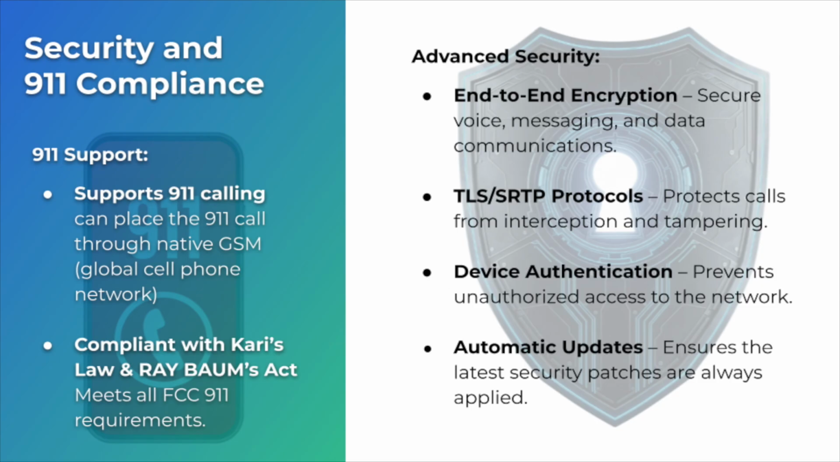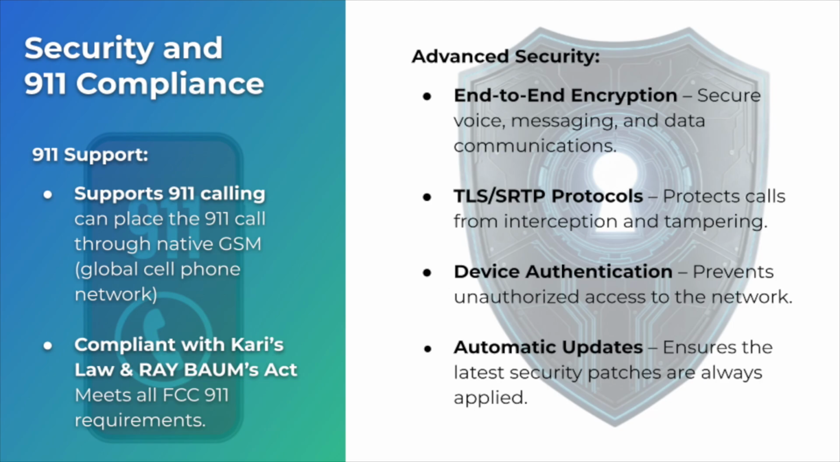Next, let's address security and 911 compliance. So starting with security, Clearly Anywhere is built to keep your communications safe. All of the voice, messaging, and traffic data is protected with end-to-end encryption. So conversations stay private. And we use TLS and SRTP protocols to ensure that calls can't be intercepted or tampered with. Every device is verified through device authentication, which prevents unauthorized access to your network. And the app applies automatic updates, so you're always running the latest security patches.